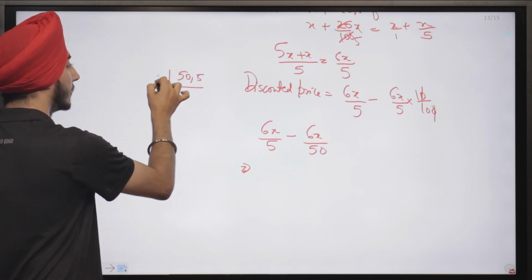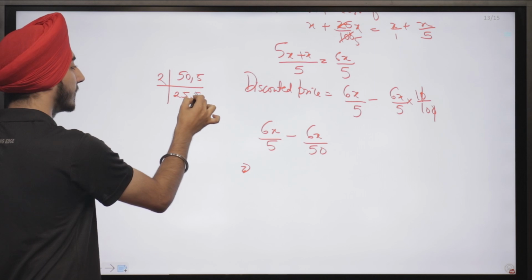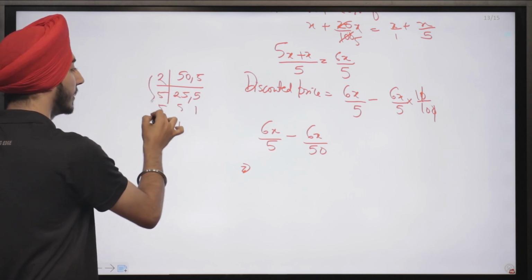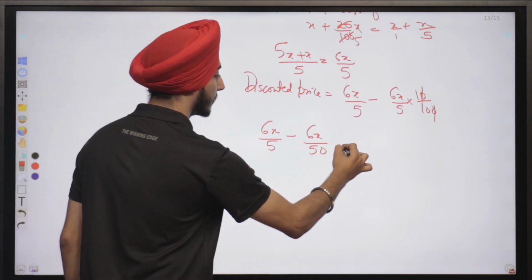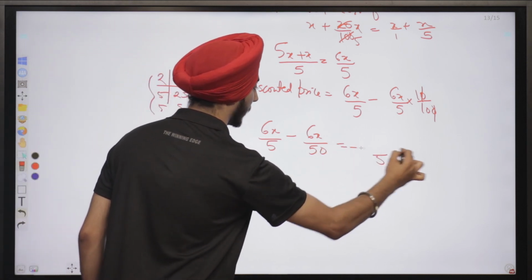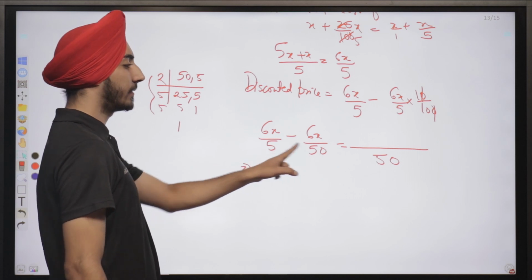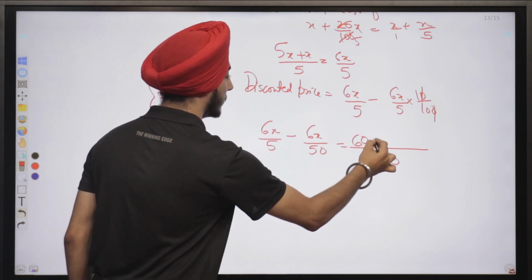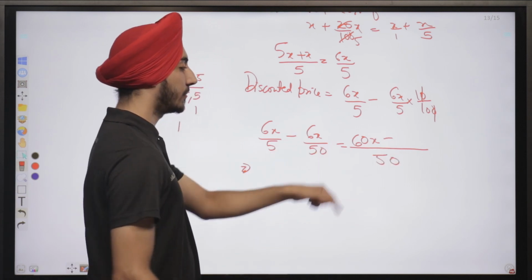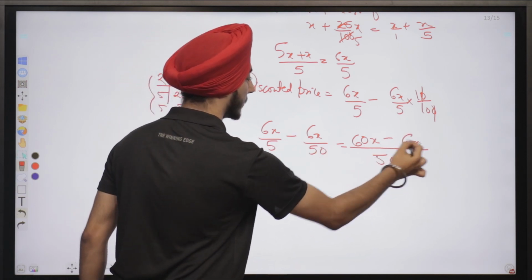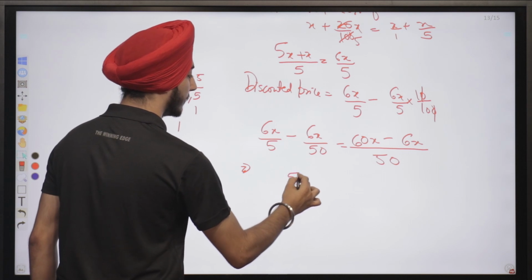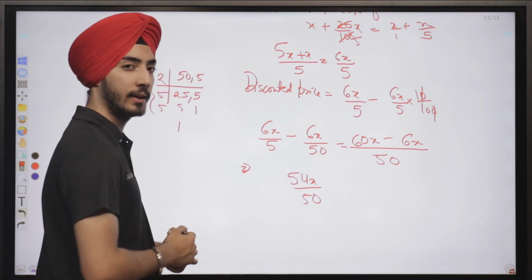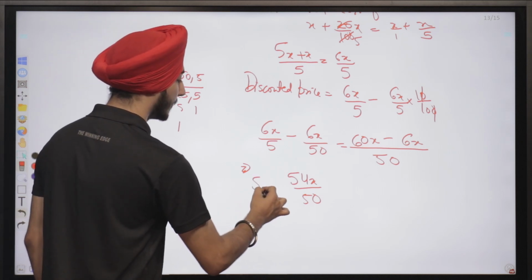Let's quickly do it. 2 25s are 50, and 5 is 5 only. 5 5s are 25, 5 1s are 5, and 5 1s are 5. 2 5s are 10, 10 5s are 50. So 50 comes out to be your LCM here. 50 is 10 times 5. So 6x into 10 will give you 60x, and this is 6x one time only. So this will give us 54x upon 50 as our selling price.